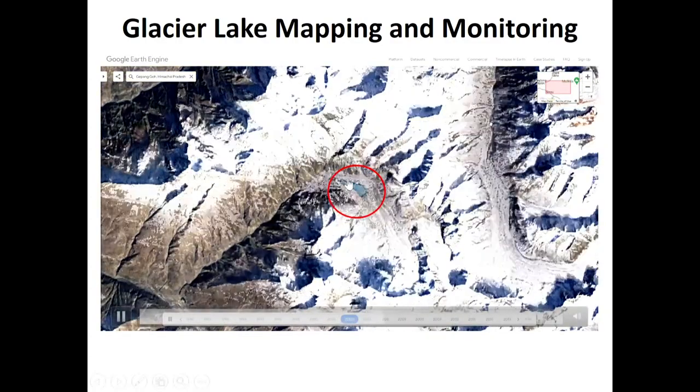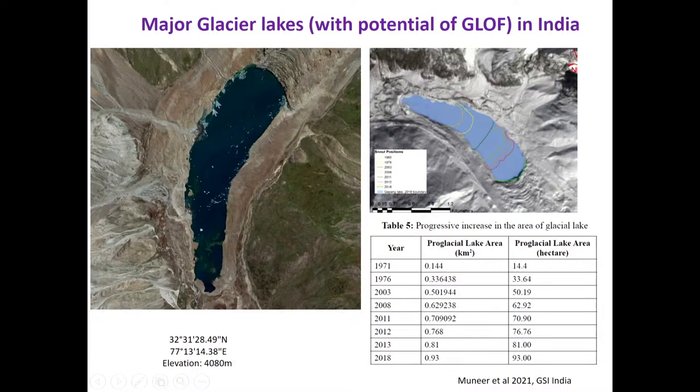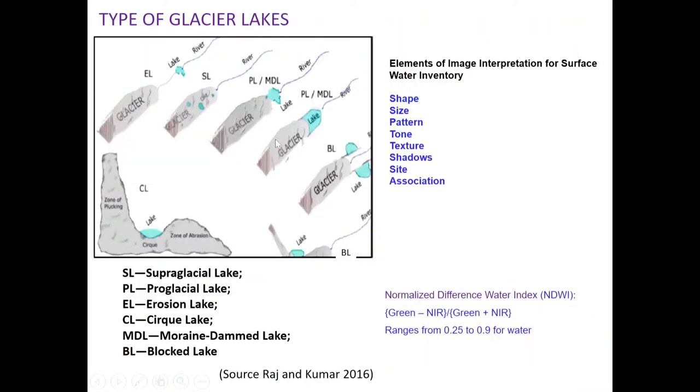So if there are different types of glaciers, you can see here, this is the Gepang Ghat glacier lake. How with time the glacier lake has increased, these different colors are shown for the different years. The spread of the lake, how it has changed over time, is shown here. So there are different types of glacier lakes.